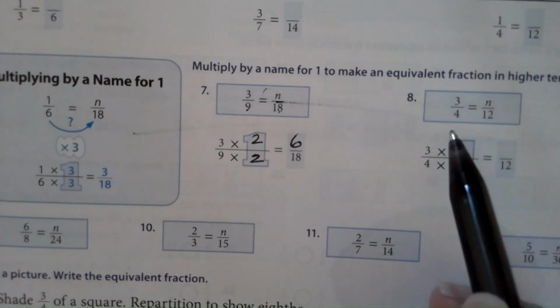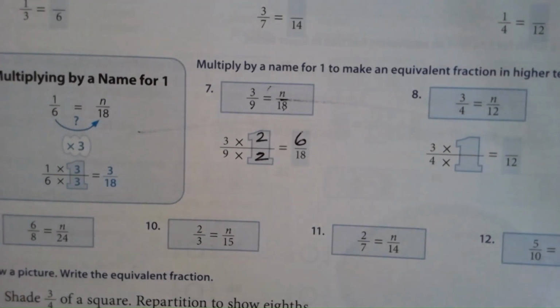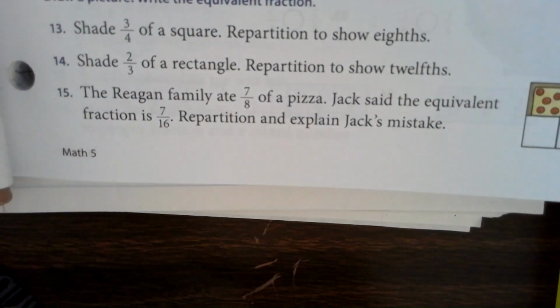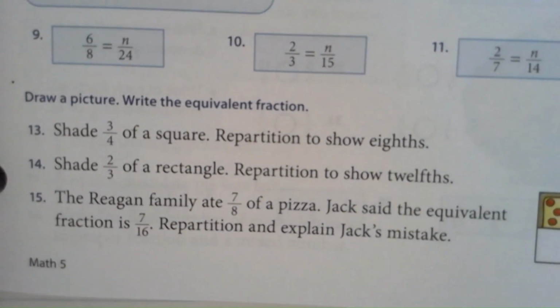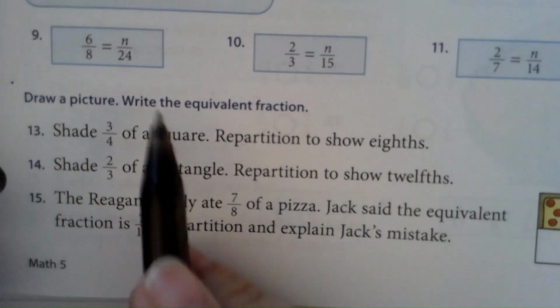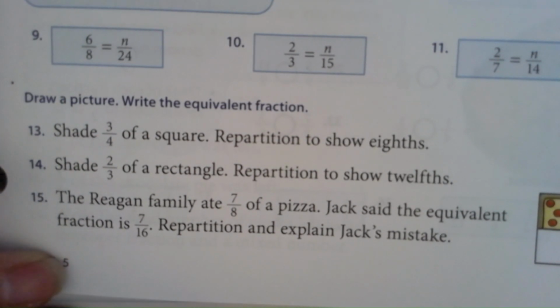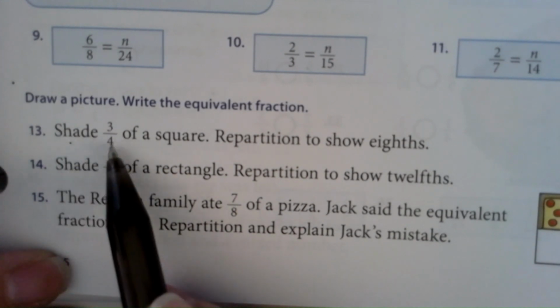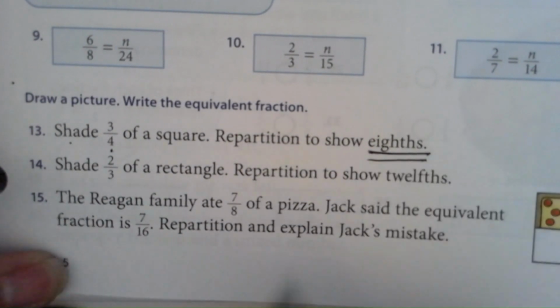All right, any questions about that? So you're going to do the same thing with the rest of these, okay? So we know what to do there. All right, numbers 13 through 15. They say in the directions, draw a picture and write the equivalent fraction. Now notice it's very specific. This one says shade 3/4 of a square, repartition to show 8ths.